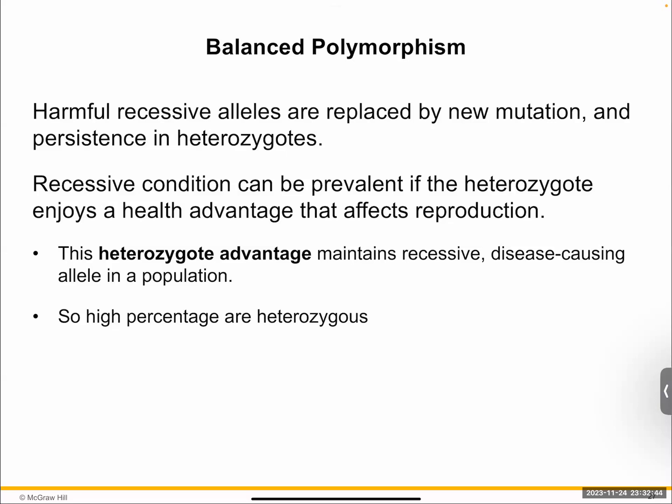So again, instead of having q squared, where you have the actual medical condition, you're going to end up with a higher frequency of pq as the heterozygous. And this is again advantageous because it allows you to be only the carrier, so not necessarily being affected by the disease, but also getting protection against a second disease that would normally cause harm to you.